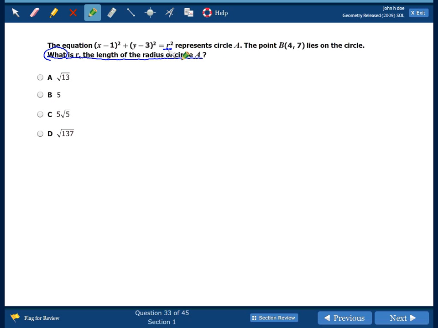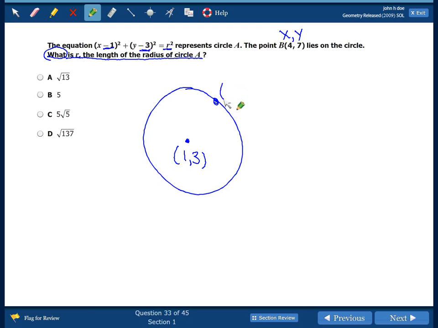So there's r, and I know that this point, x y, is what I'm going to substitute. So remember, I have a circle. I have the center, which is going to be (1, 3). Remember, we changed the signs of these to find the center. And I know that (4, 7), which is somewhere over here, is on the circle.